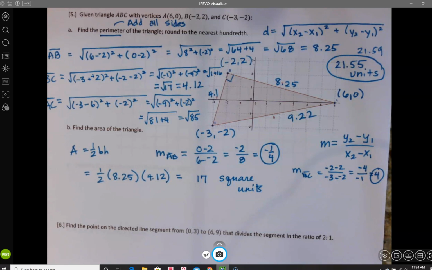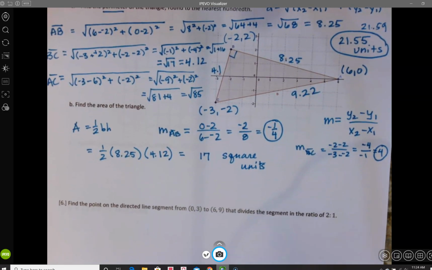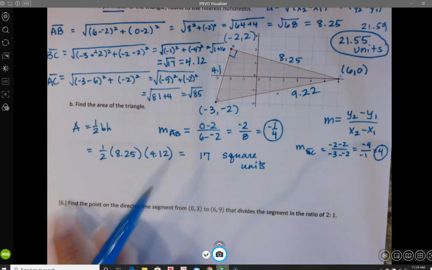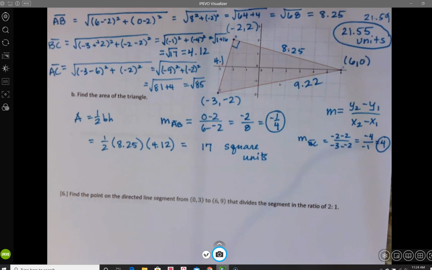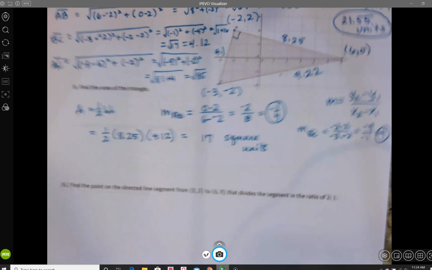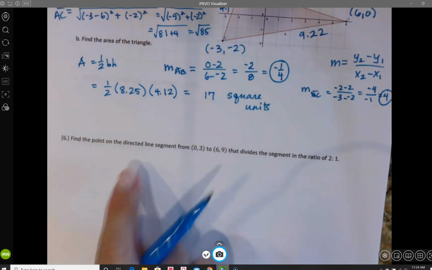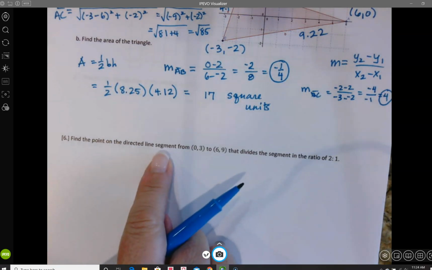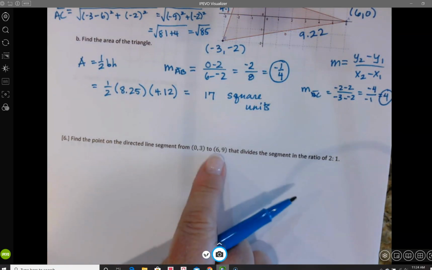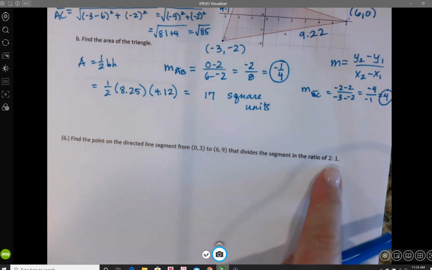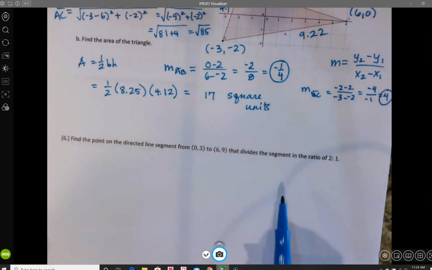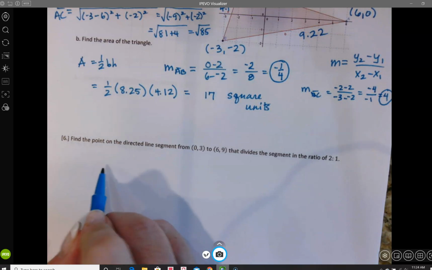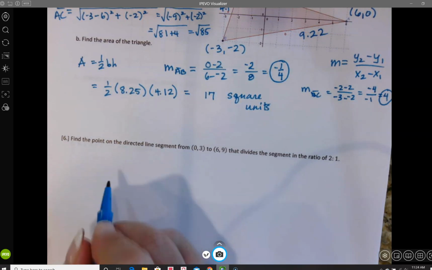And then last but not least, we've got the directed line segment problem. Oh, this is a whole different problem. So we're not using this graph anymore. So I'll just go ahead and work this one out in this same video. So remember, directed line segment, we are going from 0,3 to 6,9, and we're dividing it in the ratio of 2 to 1. So we are going to use the formula for the horizontal component and the vertical component.